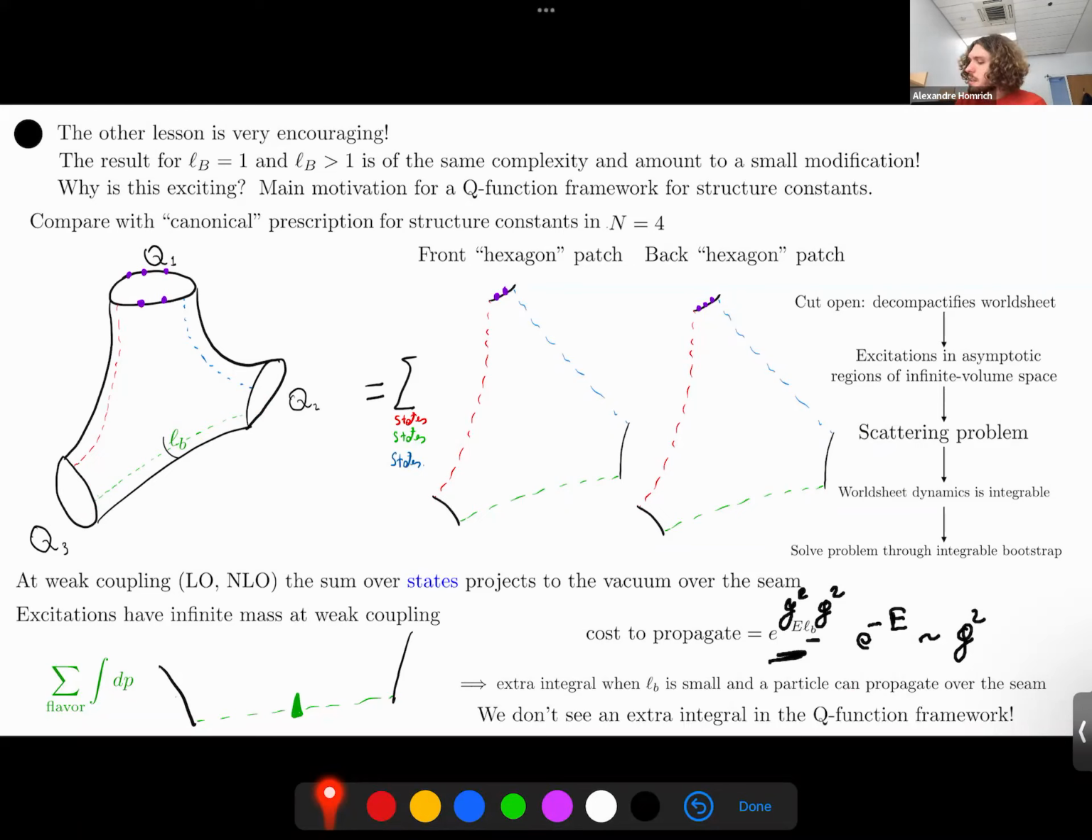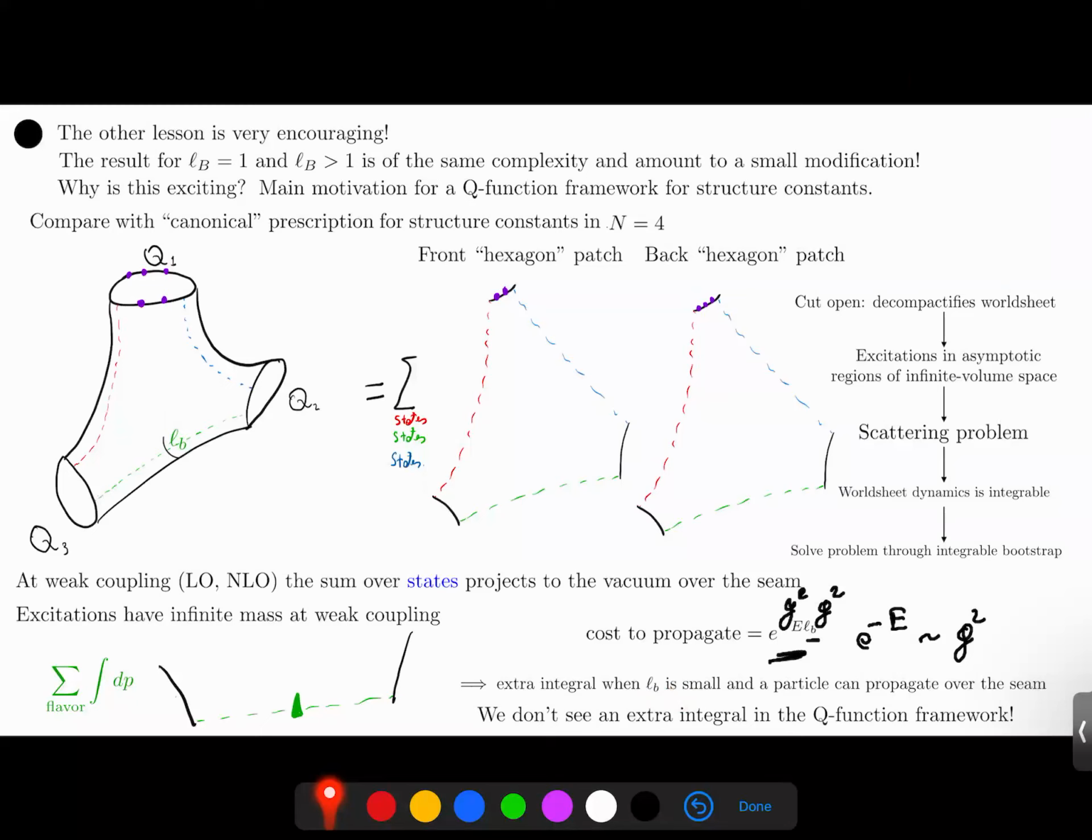Now, what we are seeing in this Q function framework is that we don't see an extra integral in the Q function when we consider small l or big L. Or in other words, the computation that involves these finite volume effects is as complicated as the one that doesn't. Of course, what we've seen is just the tip of the iceberg. We've seen the first correction to linear decoupling. It's an open question whether this fact will survive to higher orders. But the fact that it works at two loops is very promising to us.